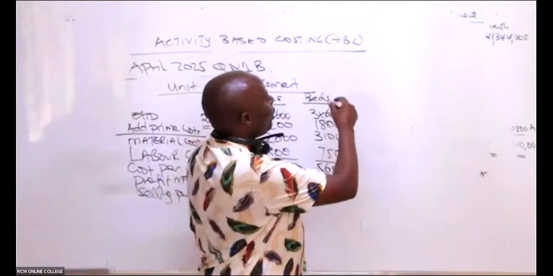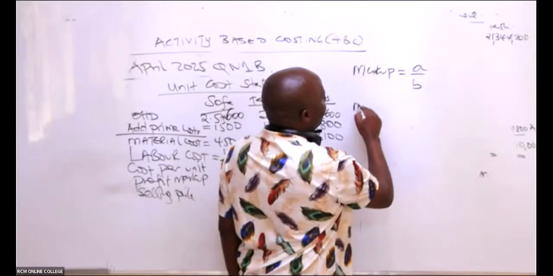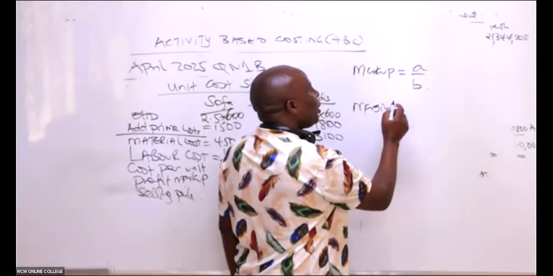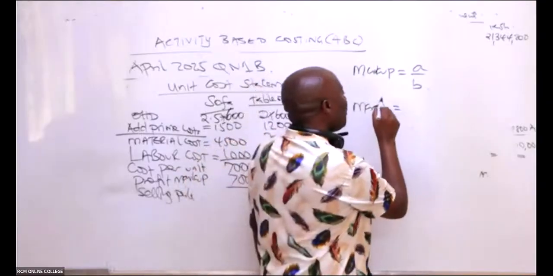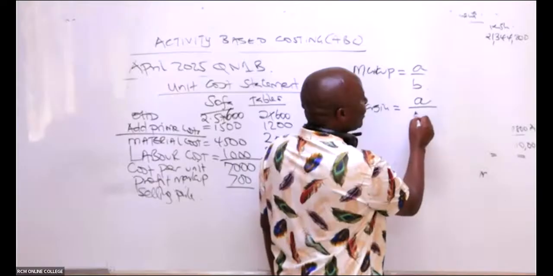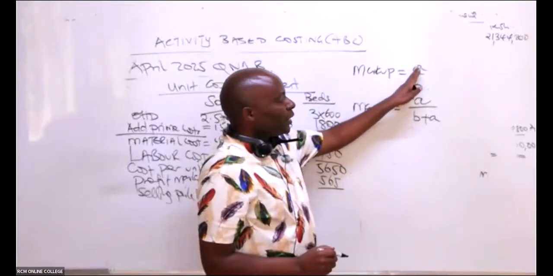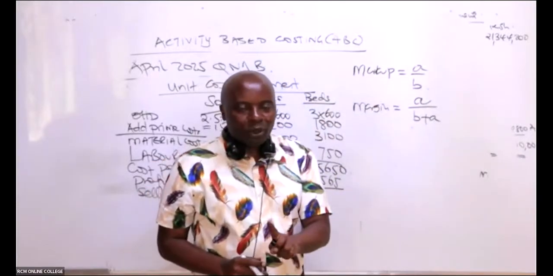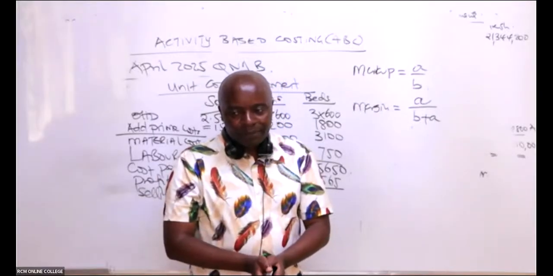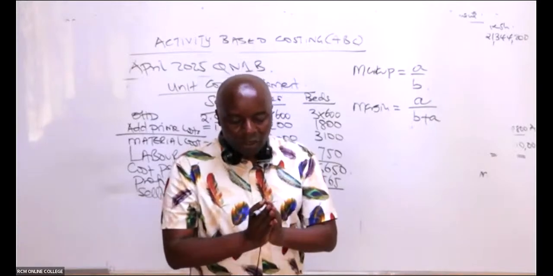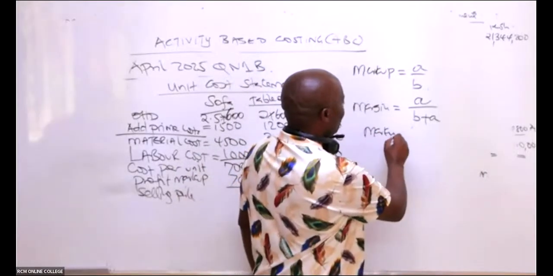Please listen. Whenever you are given markup as A over B, and you want to get margin, margin has a bigger base. So anytime you want to get margin, you should talk of A over B plus A. The upper part will always be the same regardless of whether you're talking of markup or margin. But margin always has a bigger base, so whenever you're going to the margin, always increase the base.